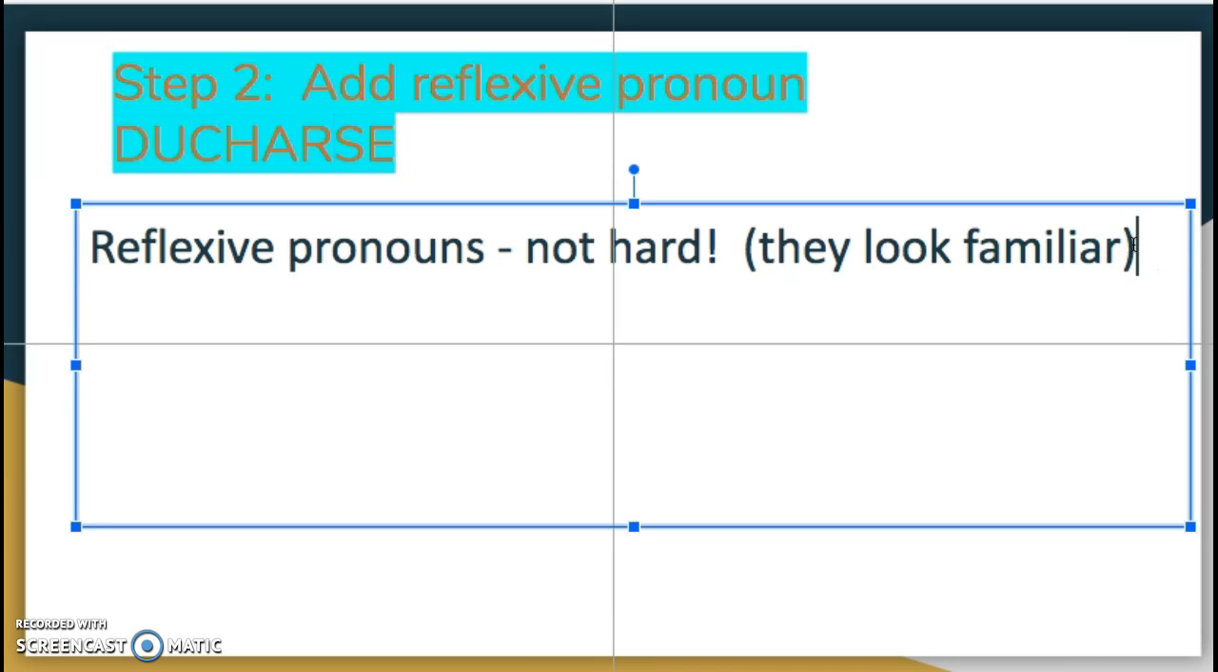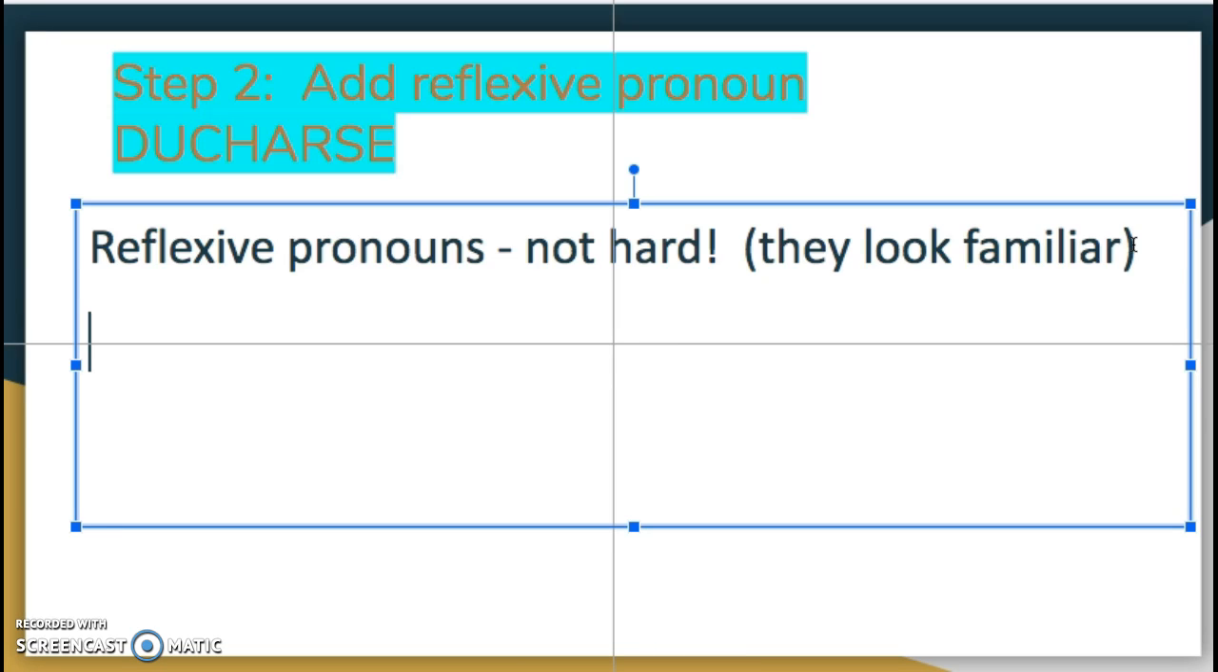Well, the reflexive pronouns are not hard because 4 of the 6 of them look familiar. Remember direct objects, me, te, lo, la, nos, os, los, and las? Remember indirect objects, me, te, le, nos, os, les? Well, reflexive pronouns are also tiny little words like the direct and indirect object pronouns, except 2 of them are different, but they're super easy to remember.